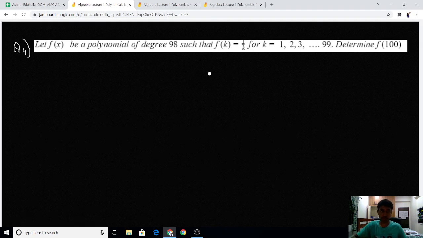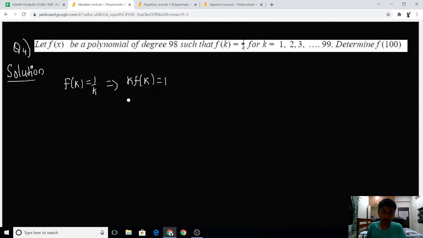Okay, I'm going to solve it now. So now I've been given that f of k equals 1 by k. That implies k into f of k equals 1. So I'm assuming a polynomial g of k equals k into f of k minus 1.